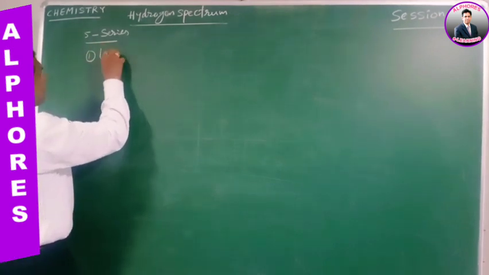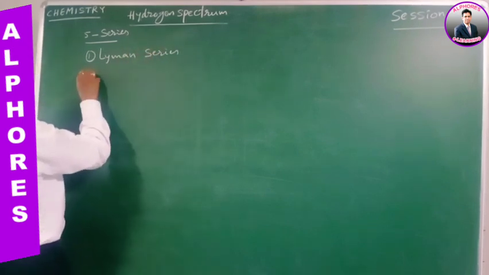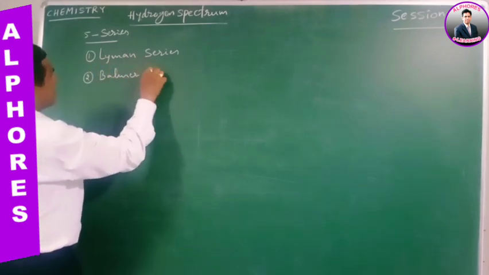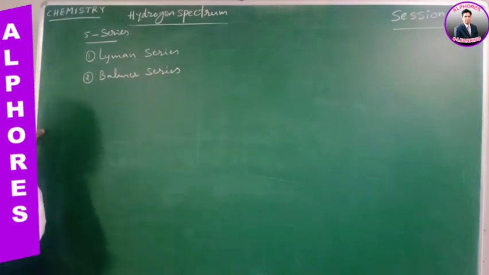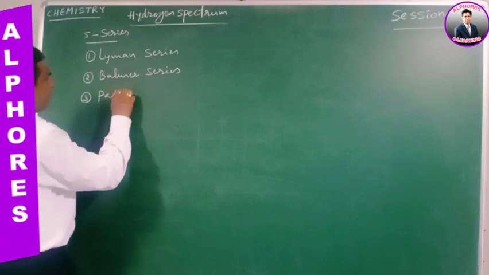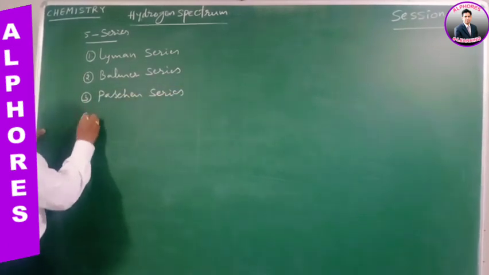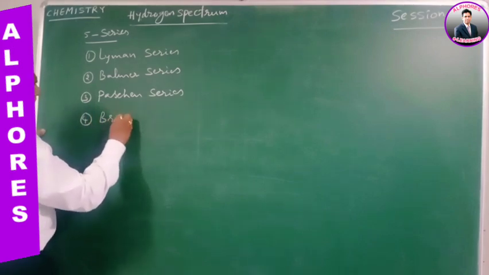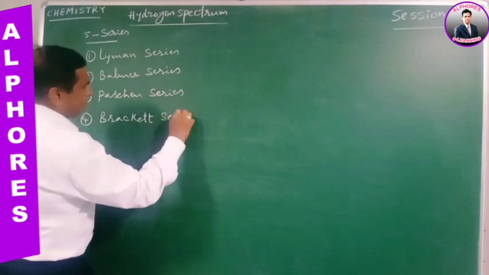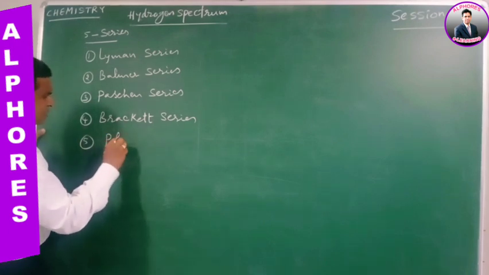Lyman series, number 2 is Balmer series, third one Paschen series, fourth is Brackett series, and fifth one is Pfund series.